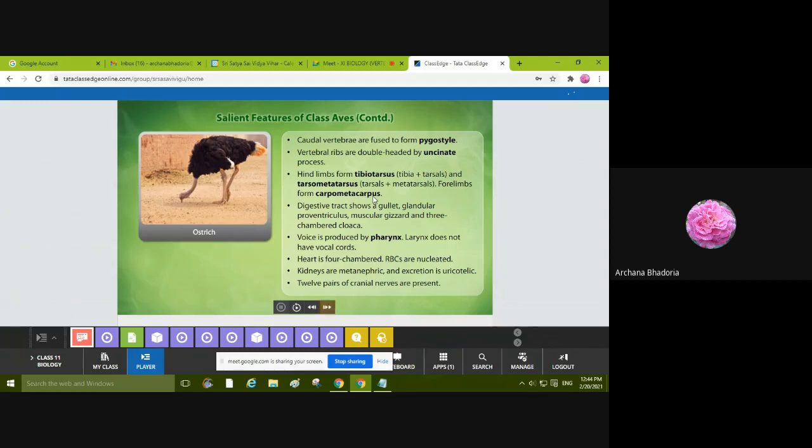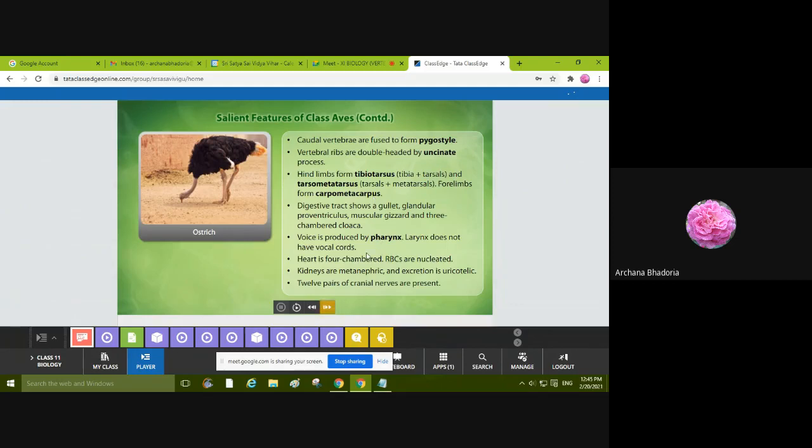Followed? And in the feet, you find they are known as the tarsals, then metatarsals. Tarsals are the ones forming your heel prominence. Followed? And then you get the feet, the long part, that is the metatarsal. Then you have the digits. So here what is happening? They are joining together. So hind limbs form the tibiotarsus and forelimbs form the carpo-metacarpus.